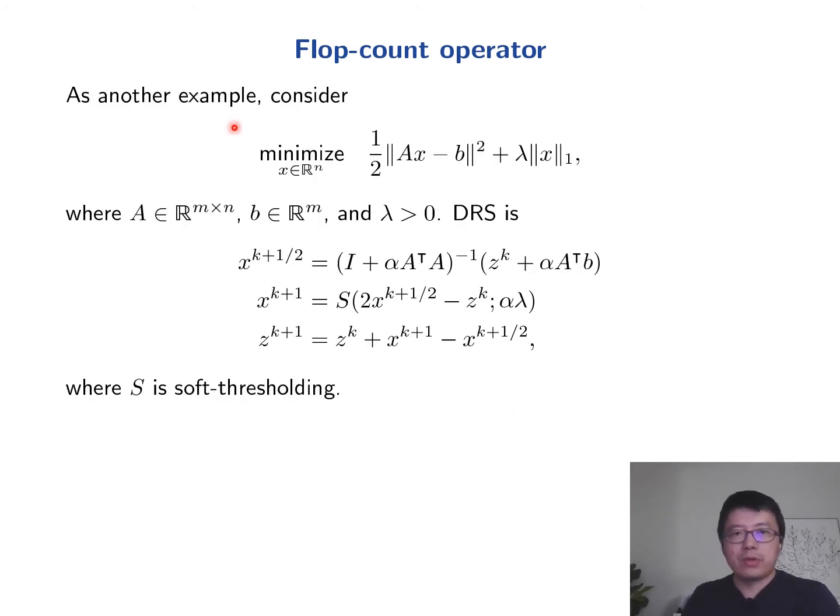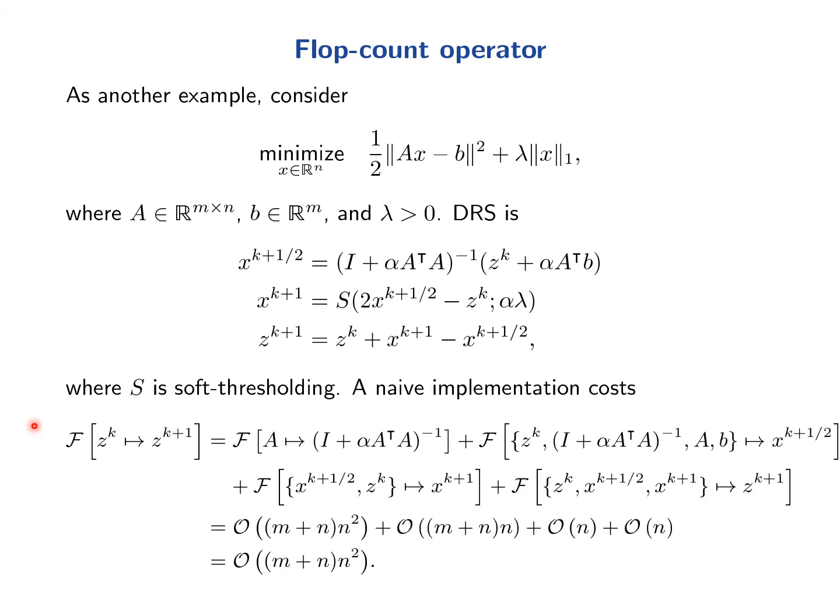Here's another example. Consider the lasso model, where the first part is least squares and the second part is lambda times the L1 norm of the unknown x. The Douglas-Rachford iteration has three steps. The first step is a proximal step with respect to the input. The second step involves the proximal operator of the L1 norm, which boils down to soft thresholding, which we have introduced in the previous lectures. The third step updates the variable.